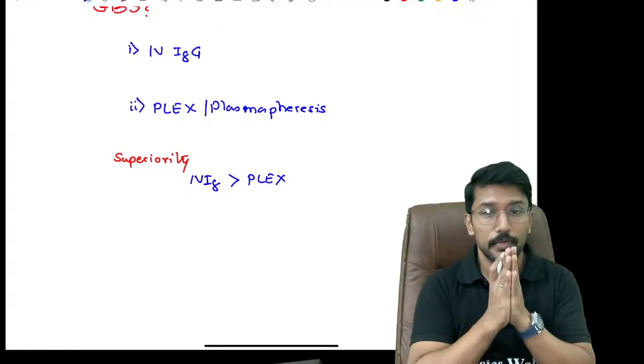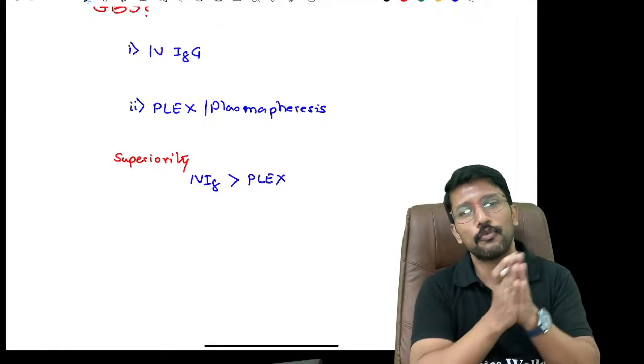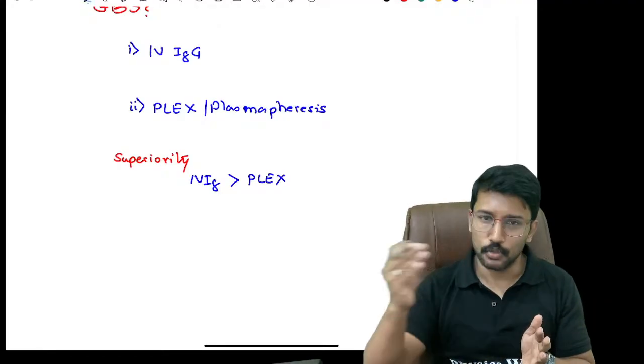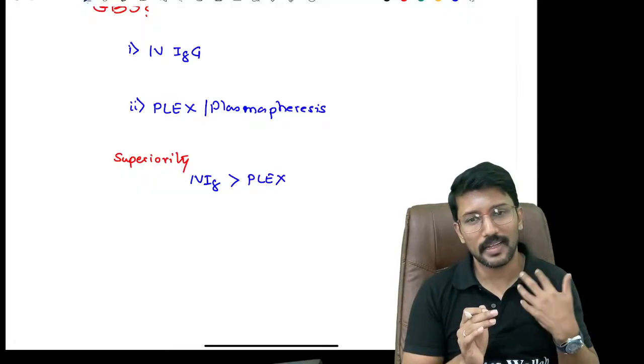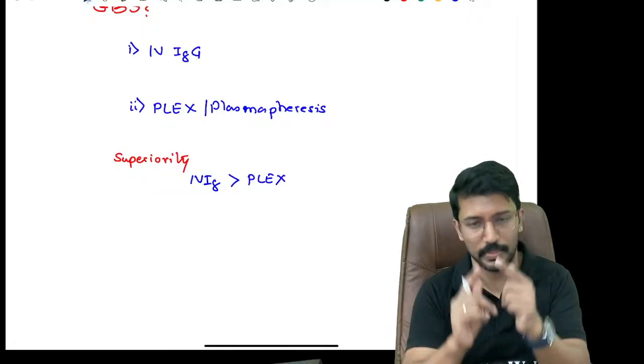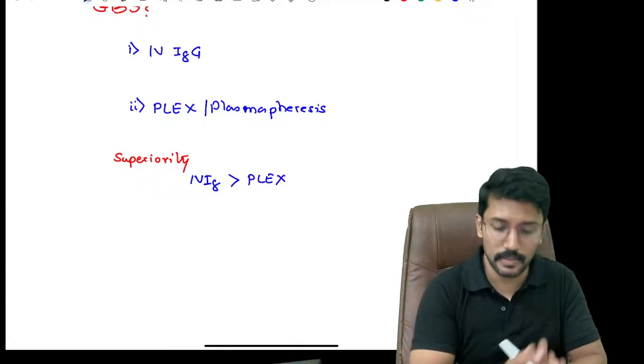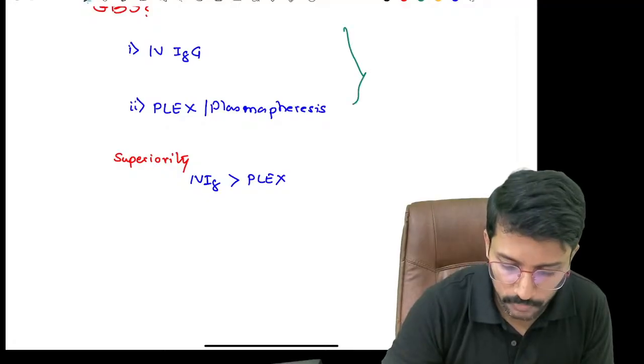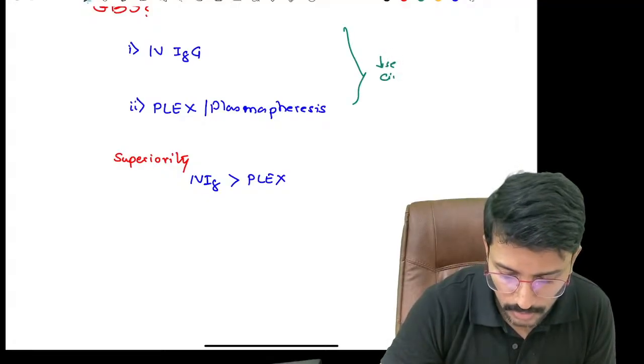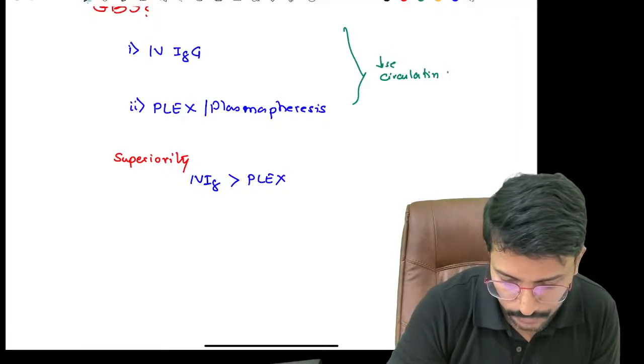One of them, yes. We should not give both of them together. And if one fails, generally there is no role in trying the other, because the mechanism of working of both of them is eventually similar: reducing the circulating antibody load. Both of them reduce circulating antibody load.